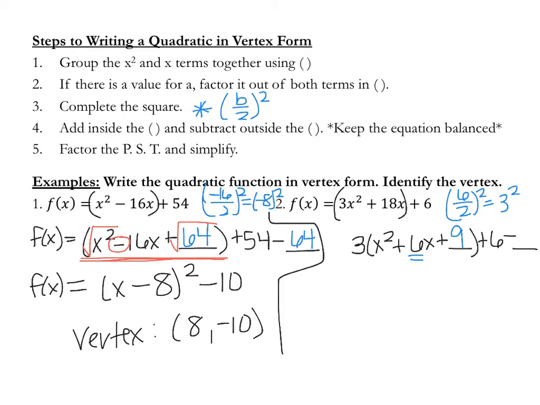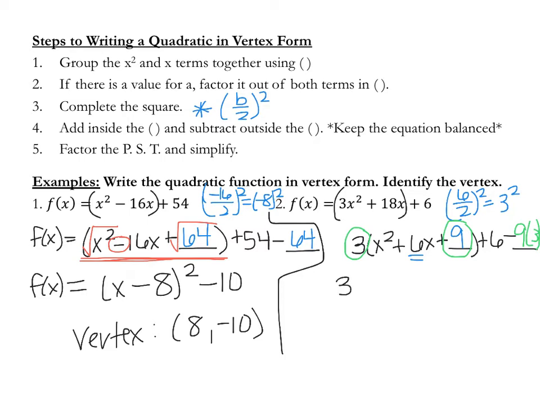Now the number we subtract, we have to be careful about. This 9 we just added inside is automatically getting multiplied by the 3 that we pulled outside. So the number we subtract is not just 9, we have to also share that 3 with it since the 9 inside is getting multiplied by the 3.